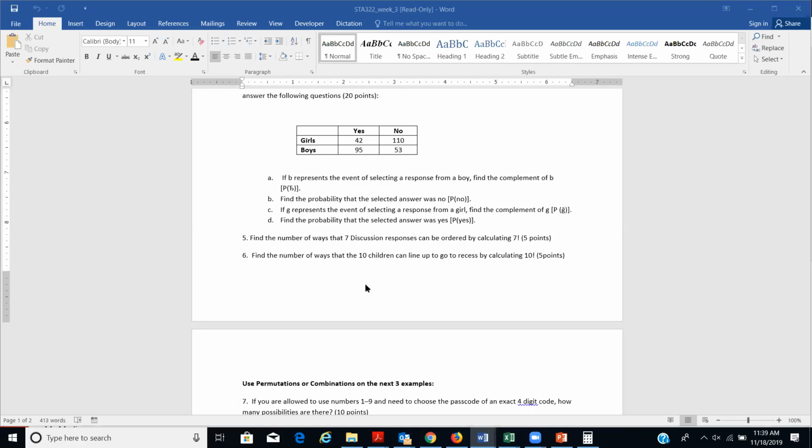5 factorial is 120. 6 factorial is 720. 7 factorial is going to be way over 5,000. Adds up in a hurry, doesn't it? Yeah, adds up in a hurry.